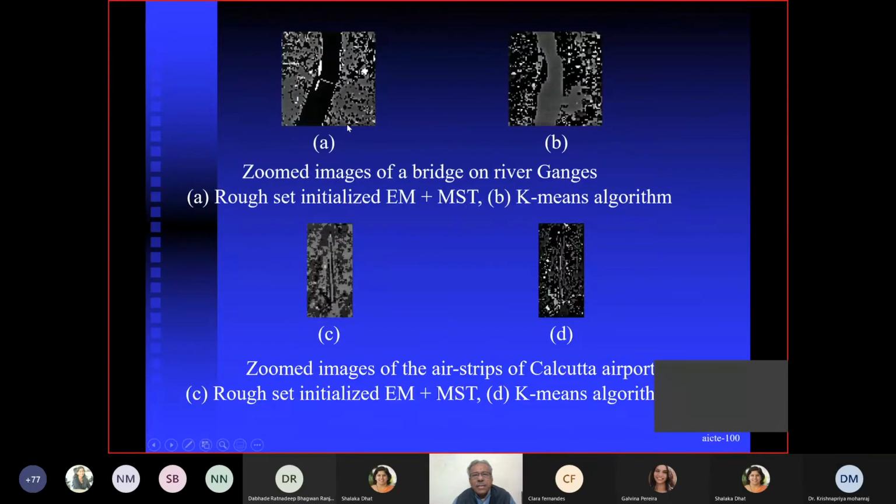Similarly, for the zoomed version, here we cannot discriminate the bridge segment. Here is the bridge. Here is the railway strip, the airport runway strips. You cannot segregate them nicely here, but here you can segregate nicely. So rough setting is the EM algorithm plus K. So these are the comparative results visually.